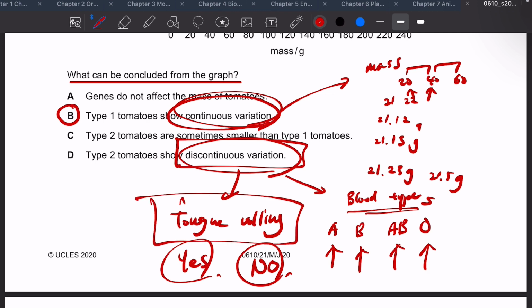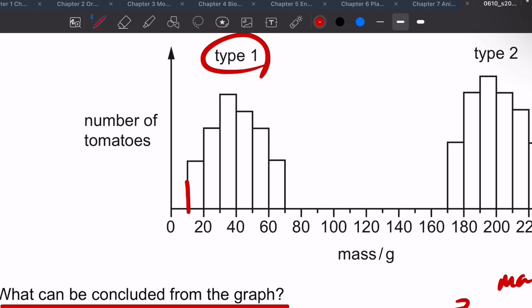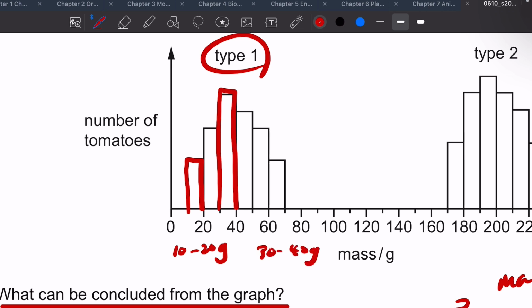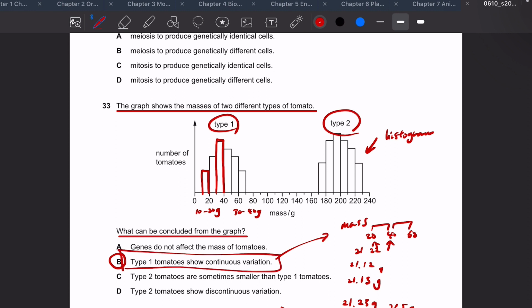So this is showing a continuous variation because this number of tomatoes lie between 10 to 20 grams of weight. This one lies between 30 to 40 grams. So type 1, actually type 2 as well, they both show continuous variation. So B is right because type 1 indeed showed continuous variation. Okay?